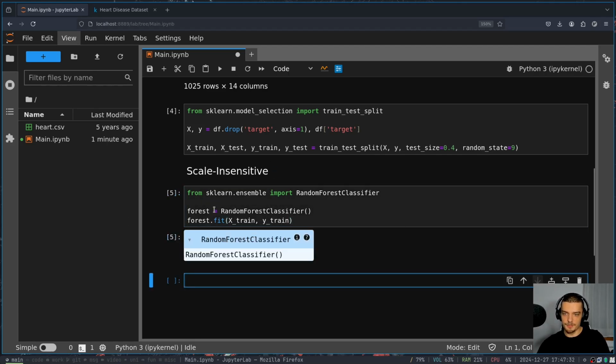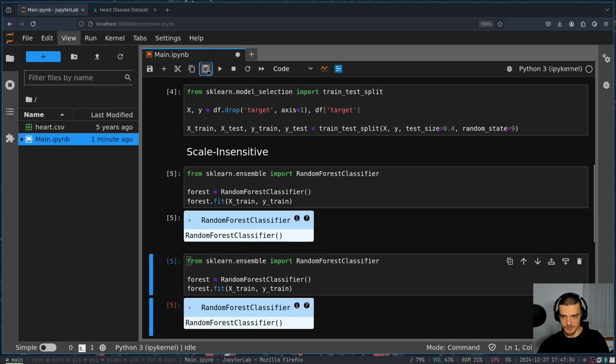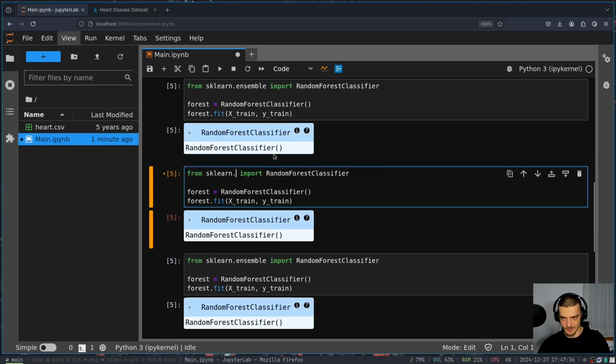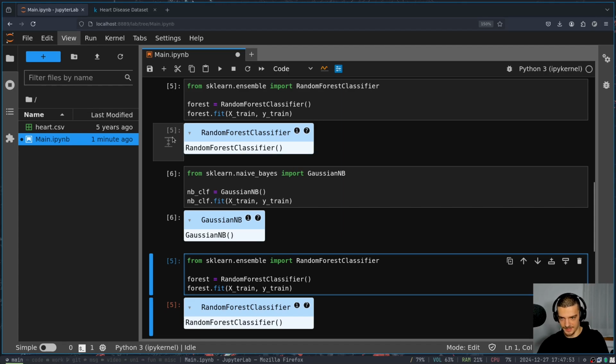So now we're going to repeat this process for the different model types. I'm going to just copy and paste this. I'm going to replace this by a Gaussian naive Bayes classifier. So I'm going to say NB CLF is going to be naive Bayes or Gaussian naive Bayes. NB CLF fit, same as before.